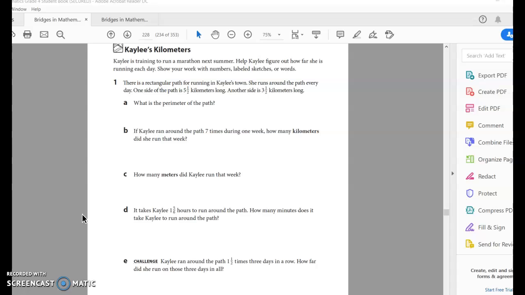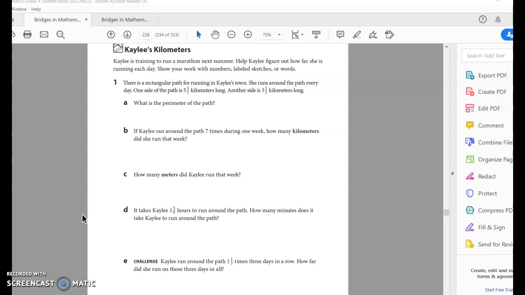There is one rectangular path for running in Kaylee's town. She runs around the path every day. One side of the path is 5.5 kilometers long. The other side of the path is 3.5 kilometers long. What is the perimeter of the path? It might be a good idea to look at your fractions to see if you can turn that into a whole. Just might help you.